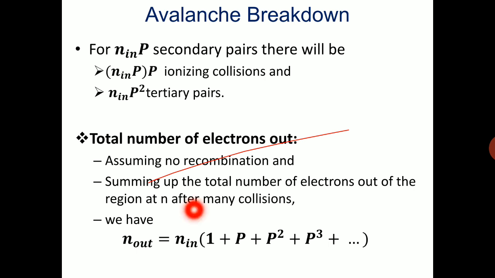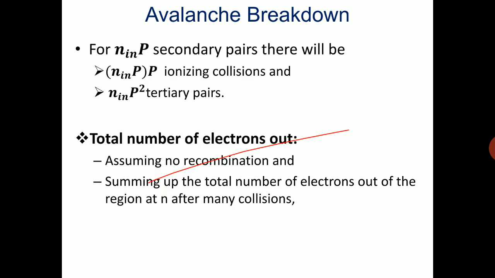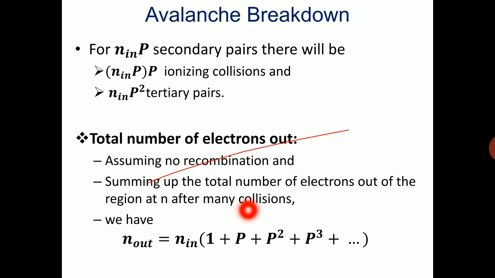So we can take common n in. Earlier it was n in primary, in the secondary it was n in into p, tertiary n in into p square, at the fourth collision n in into p cube, and at the fifth collision n in into p power 4, and so on. At the nth collision it will be n in into p power n minus 1. So if you take n in as common, we can write n out is equal to n in into 1 plus p plus p square plus p cube and so on. I think I made it clear how this equation came from collisions of electrons. Here n in is the electrons entering from p to the transition region, and n out is the electrons moving out from the transition region to the n region. Similarly, we can write for the holes also.